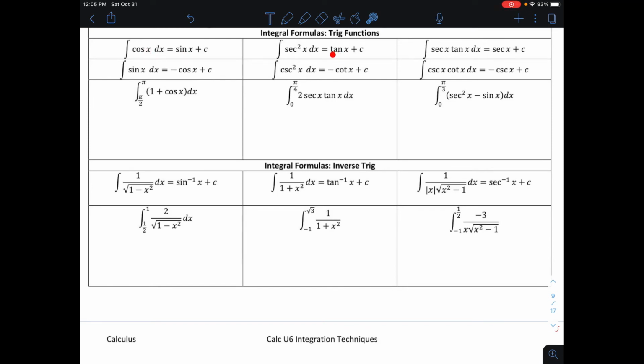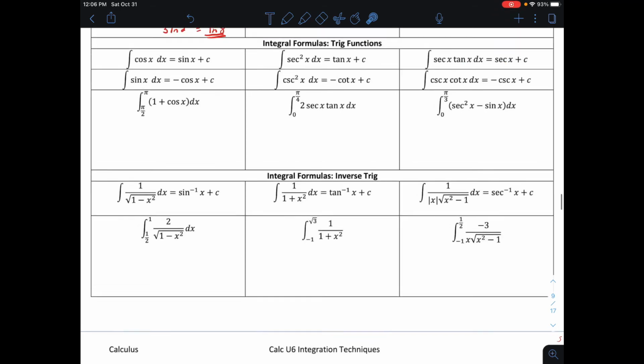Likewise, the derivative of tangent is secant squared. Therefore, the antiderivative of secant squared will take me back to tangent. The derivative of secant is secant times tangent, which means that the antiderivative of secant times tangent will take me back to secant. So that's what we're really doing here.